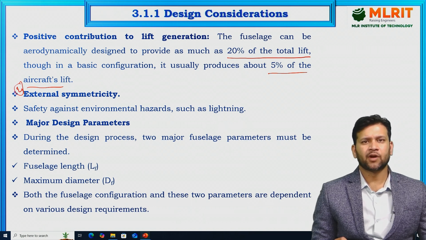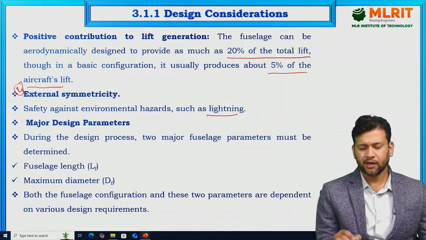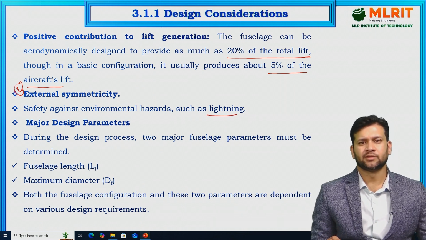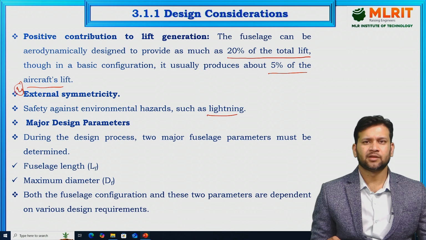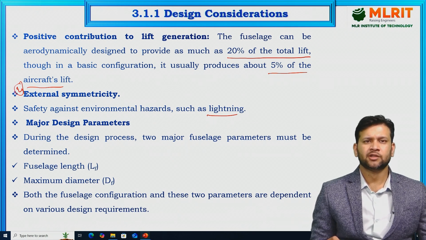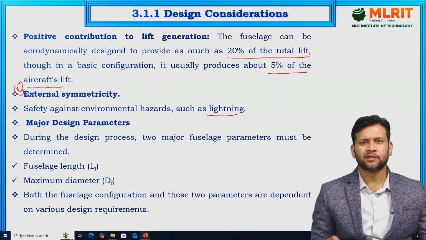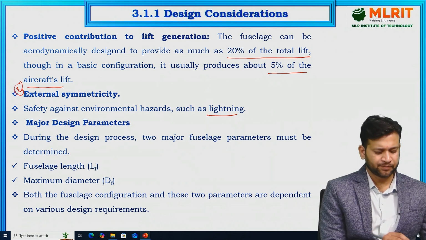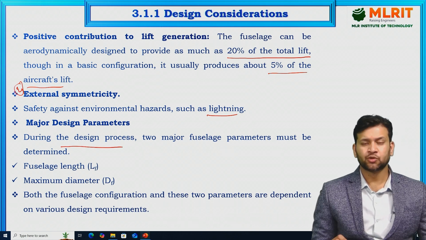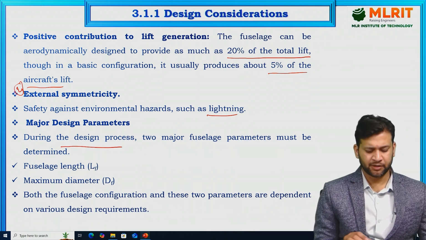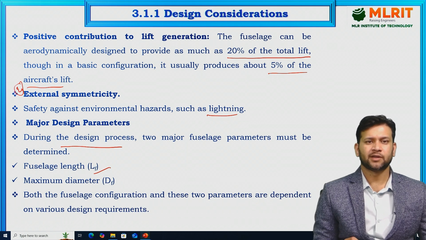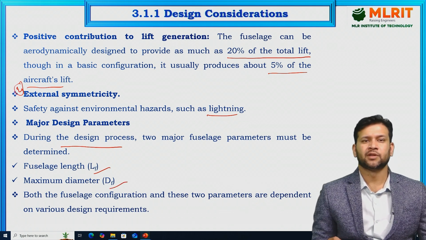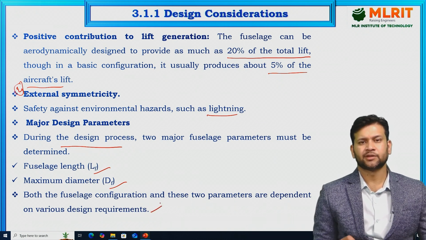Safety against environmental hazards such as lightning has to be considered. Thunder strikes and lightning strikes all have to be considered while designing the fuselage. The major design parameters considered in the fuselage design are the length of the fuselage and the diameter of the fuselage. Both the fuselage configuration and these two parameters are dependent on various design requirements.